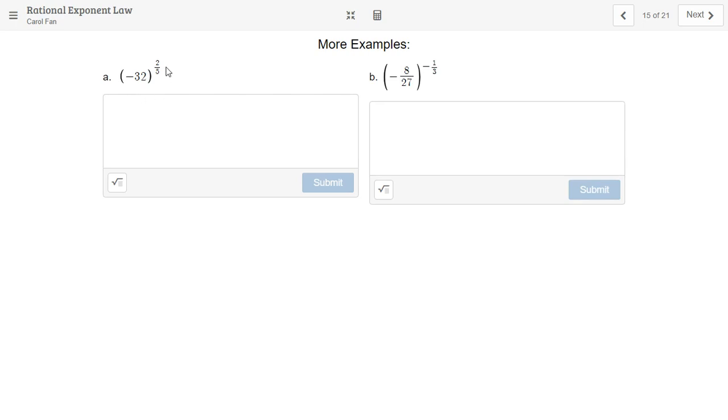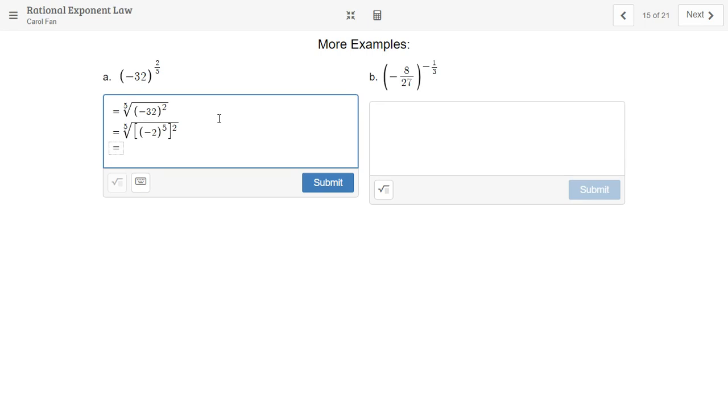-32 to the power of 2 over 5. So we have the fifth root of -32 raised to the power of 2. Now I put that into a bracket because the negative is also raised to the 2. Now let's simplify here. I have the fifth root, and -32 is 2 to the power of 5, all raised to the 2.